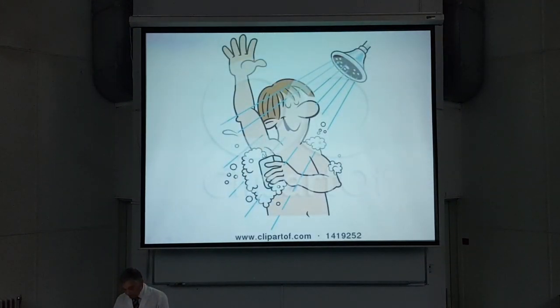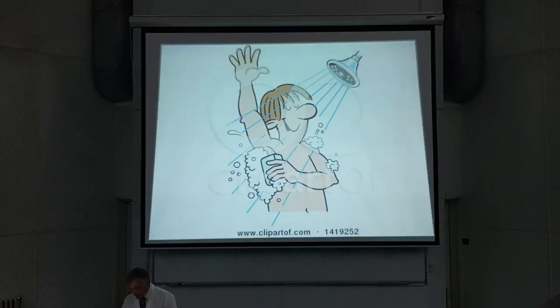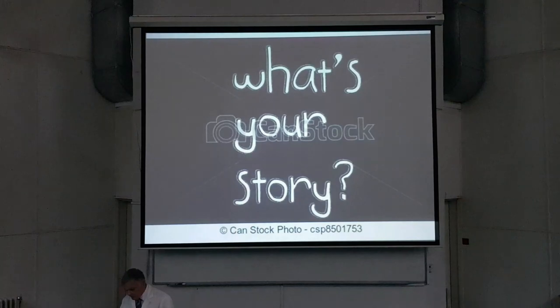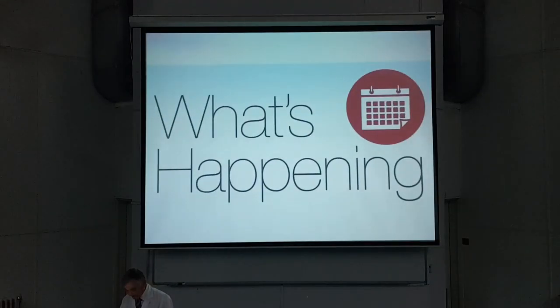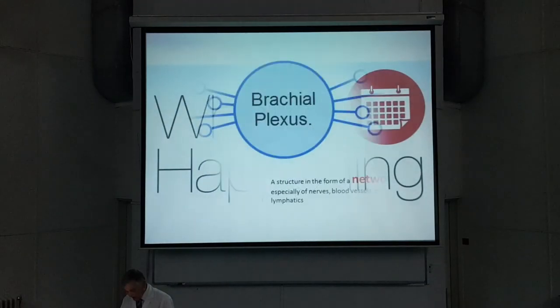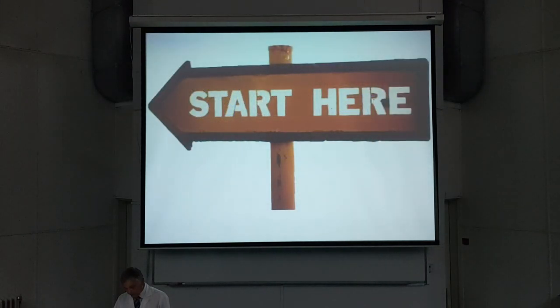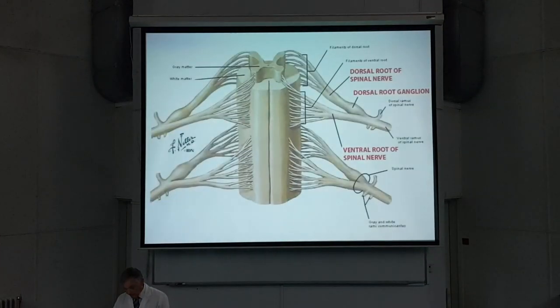Now, to live a happy life and sing in the bath, you need the brachial plexus. So what's going on in these patients? And what is their story? What's happening in the brachial plexus? A plexus means a network, maybe of nerves or blood vessels or veins. The starting point is here.